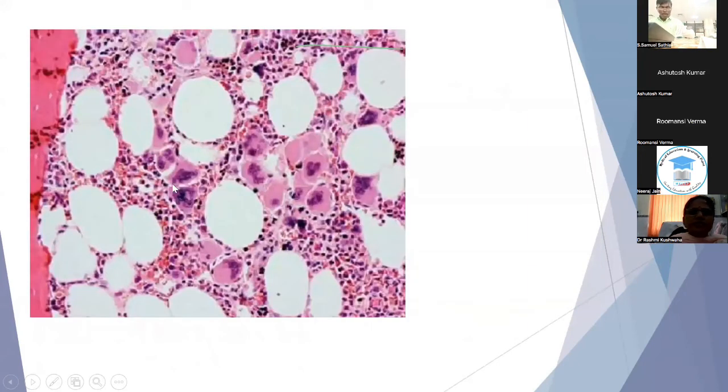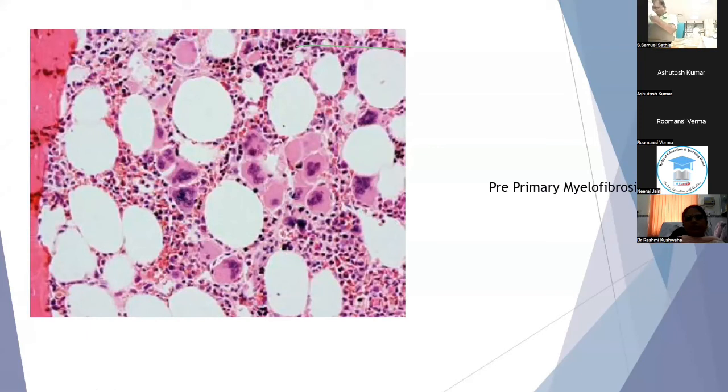This is the Trephine section. Again, we can see there is an increased number of megakaryocytes with some amount of clustering of the megakaryocytes, and certain hyperlobulated megakaryocytes. So this was a case of pre-primary myelofibrosis. This is a pre-primary stage of the myelofibrosis wherein the patient has a tri-lineage proliferation. So the CBC will show an increase in either 2-cell lineages or an increase in 3-cell lineages.